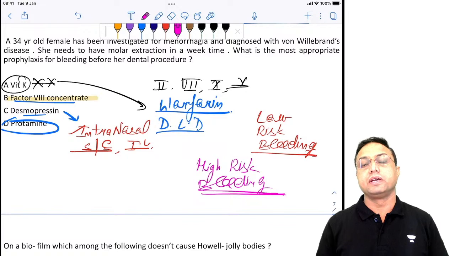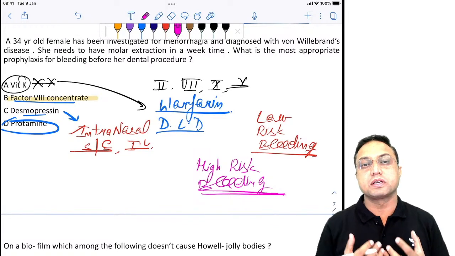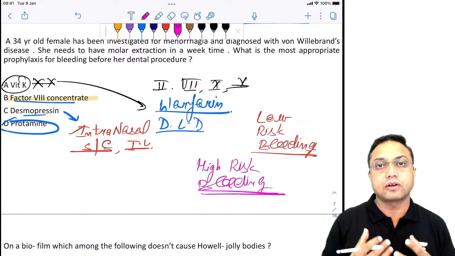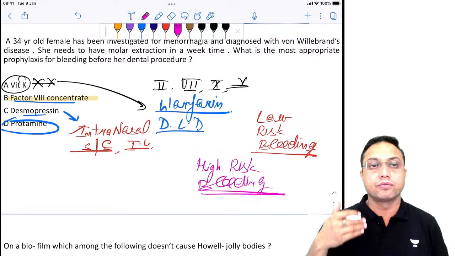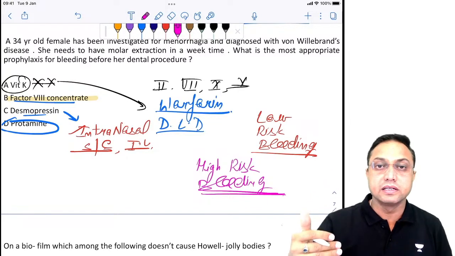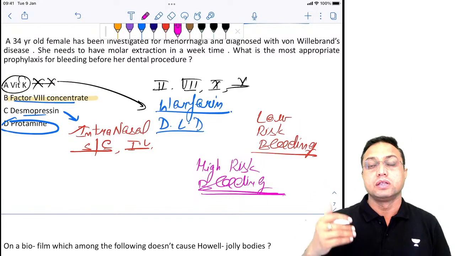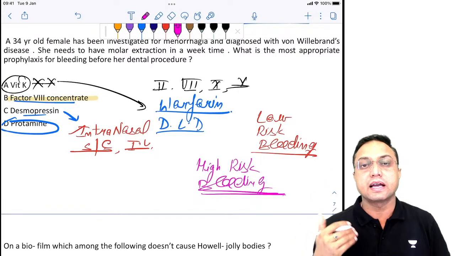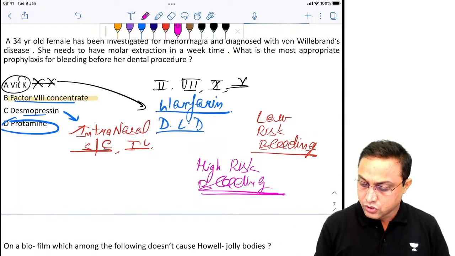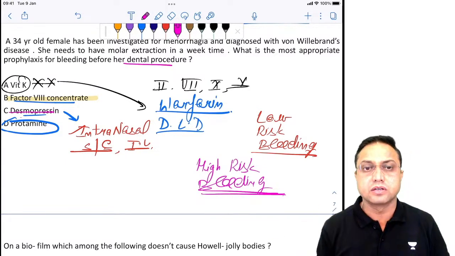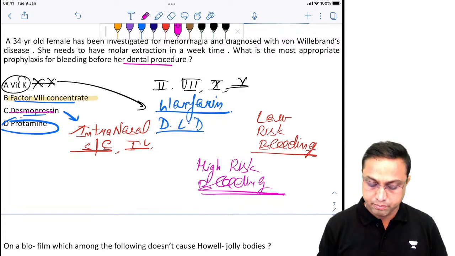And secondly, we have to give factor 8 where desmopressin doesn't show any effect, or the effect of desmopressin fails to control the bleeding. There only we are going to give factor 8. And in the Indian scenario, factor 8 is an expensive thing to give as compared to desmopressin. So looking at the dental procedure with low risk, the answer is going to be desmopressin.